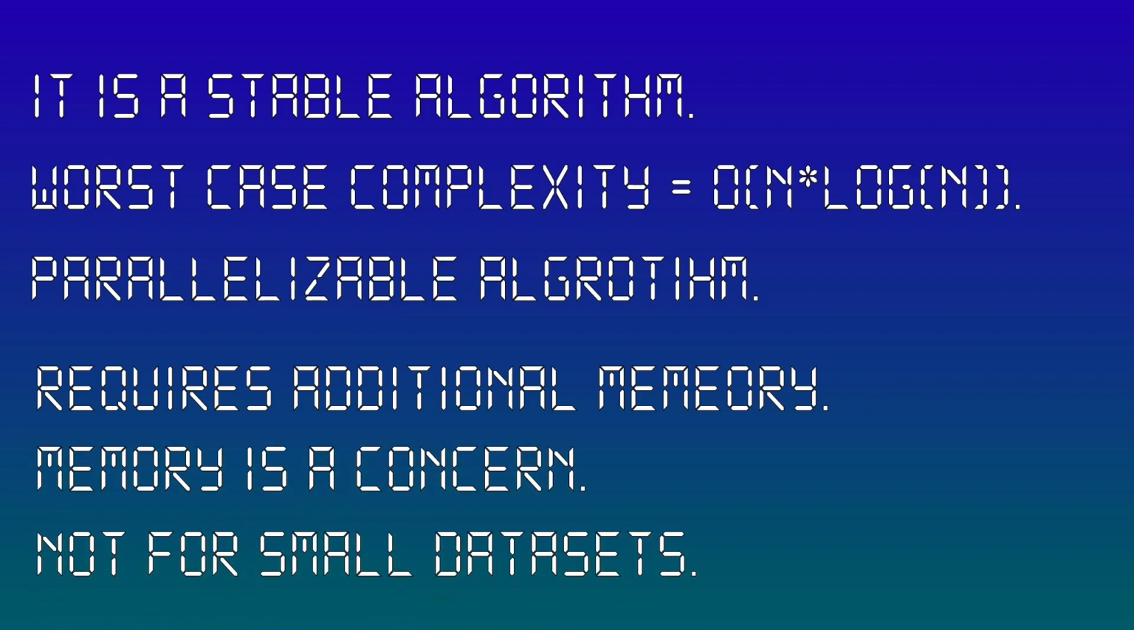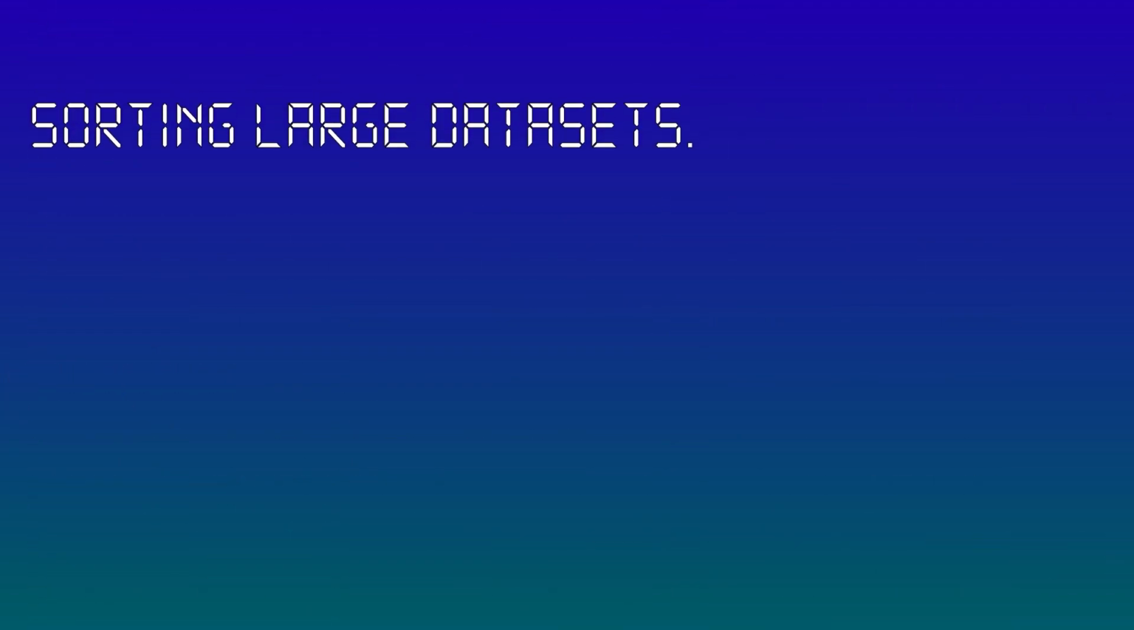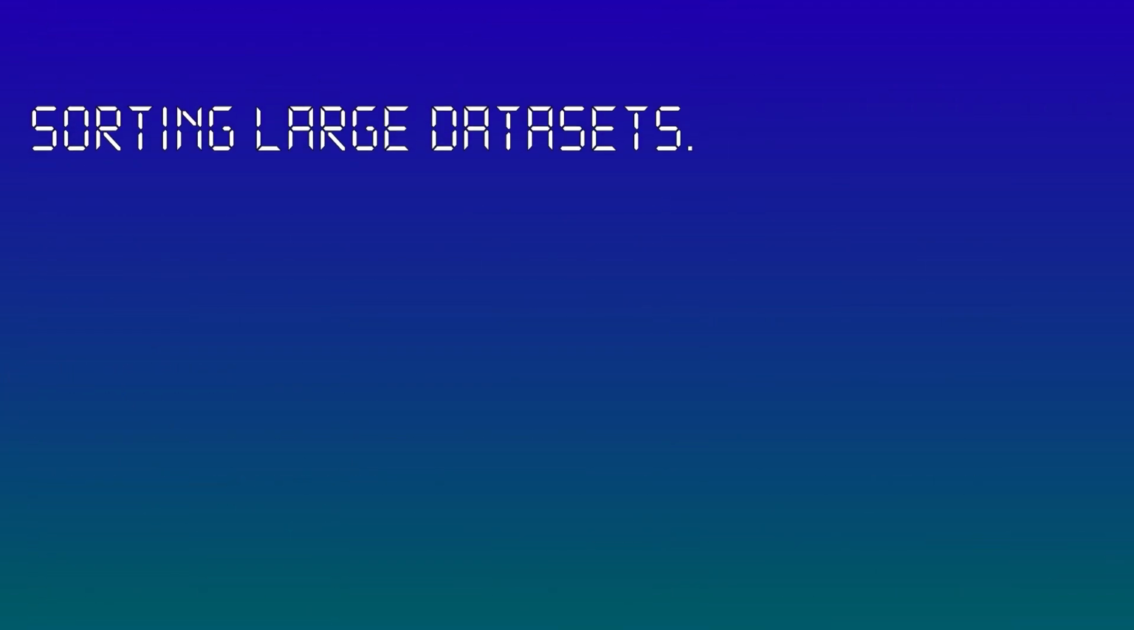For small datasets, merge sort has a higher time complexity than some other sorting algorithms like insertion sort. This results in slower performance for very small datasets. So, merge sort is well suited for sorting large datasets due to its guaranteed worst case complexity of big O of n log n.